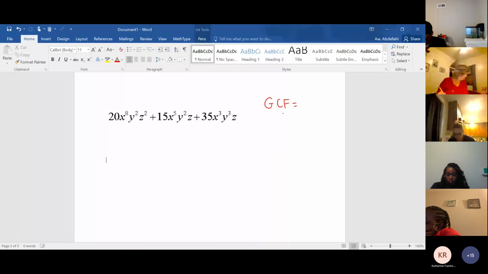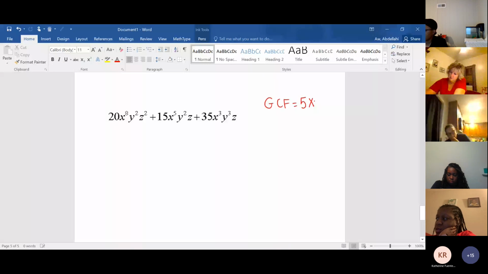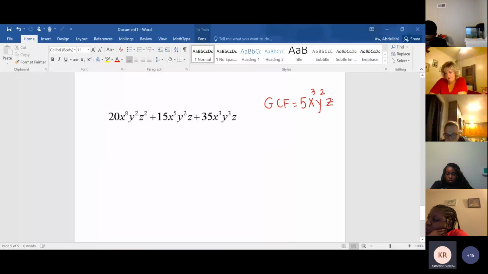All right. What is the GCF you think? 5 for the numbers. I agree with that. Everybody agree? Yes. 5x to the third power, because it is the smallest power of x, right? Y to what power? Second, because 2 is the lowest power of y. And z to what power? 1. Z to the power 1, right? Everybody see that? That's the GCF.